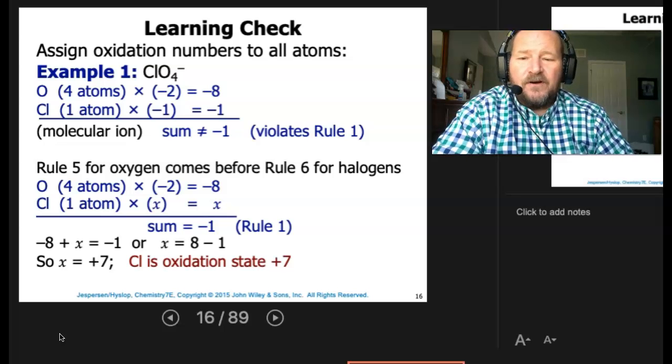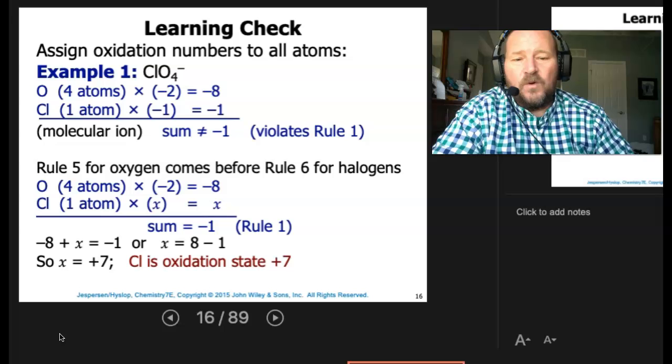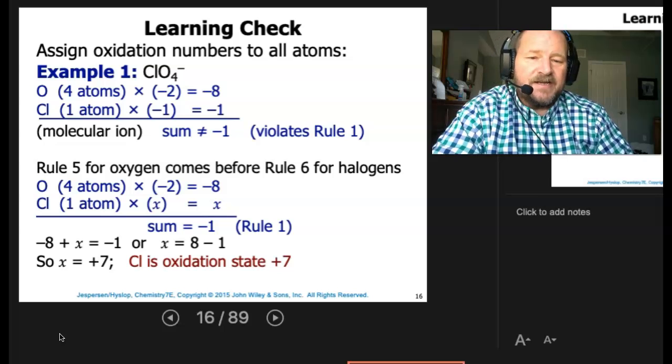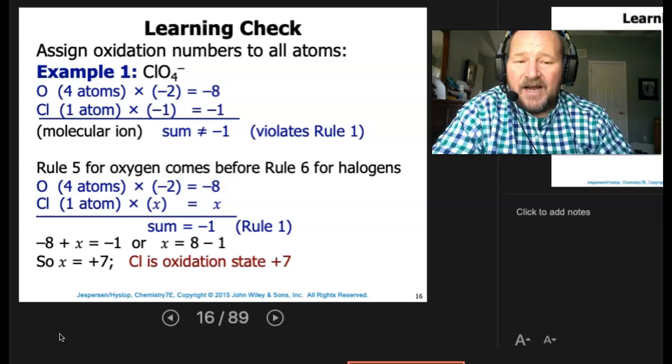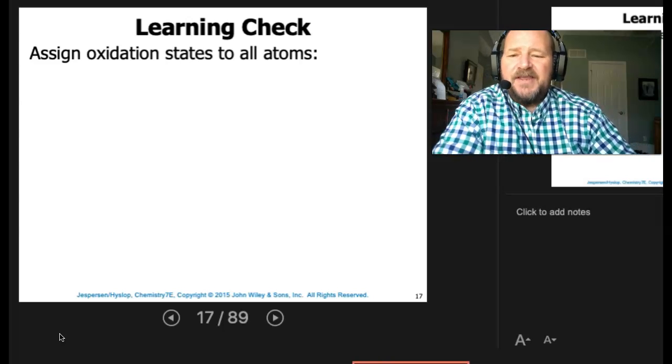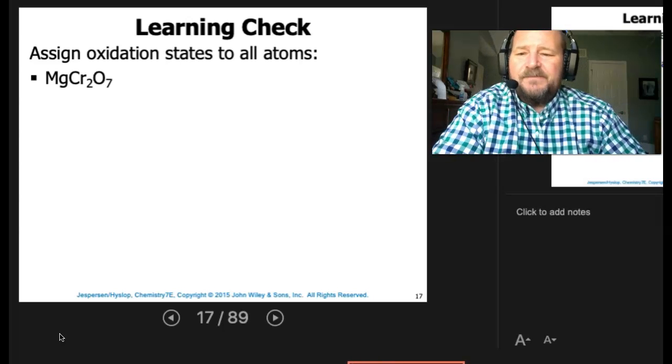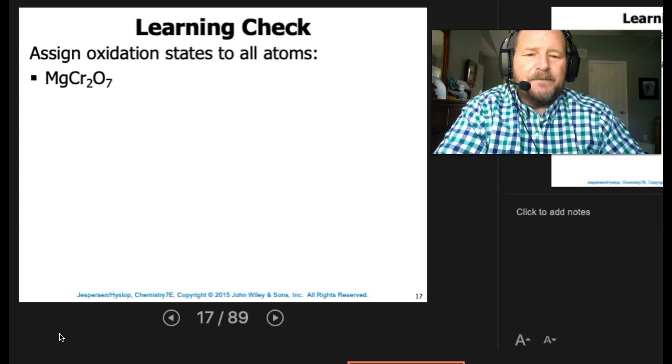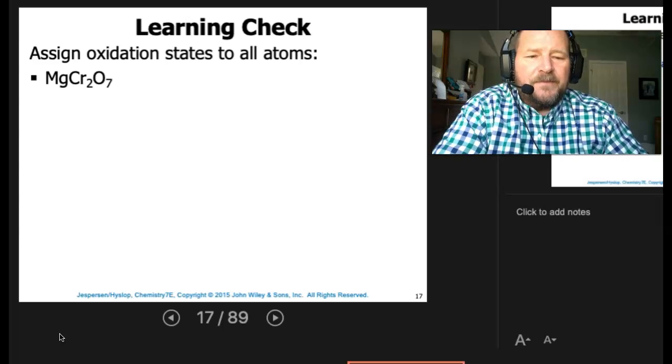We know the overall for the polyatomic has to be a -1. That means we have -8 in the oxygen, and the chlorine has to add up to get us to a -1, which means it has to be a +7. Now, if the perchlorate breaks apart and the chlorine becomes a chloride, that is going to be our oxidation reduction reaction. All right, so assign the oxidation states to all the atoms. Here's magnesium dichromate. So again, I'll give you a pause.